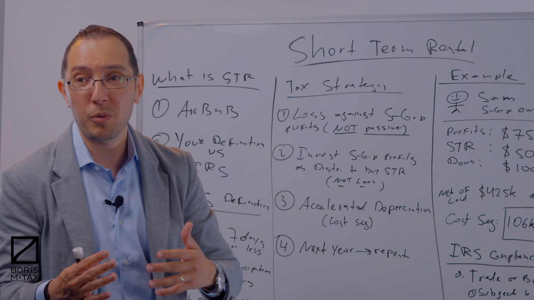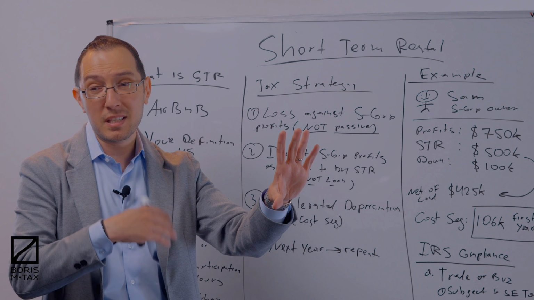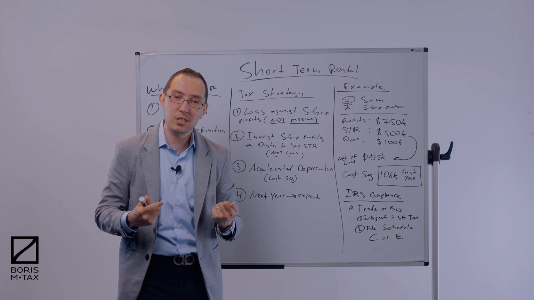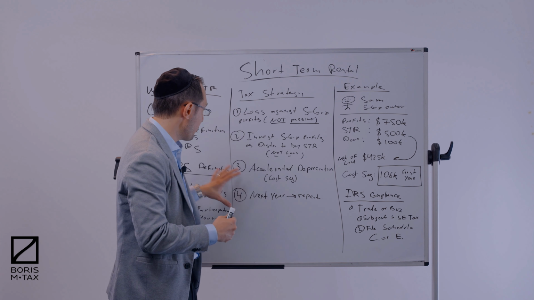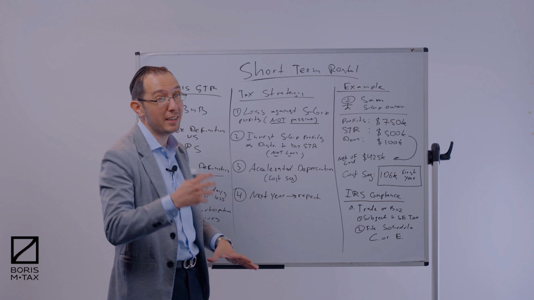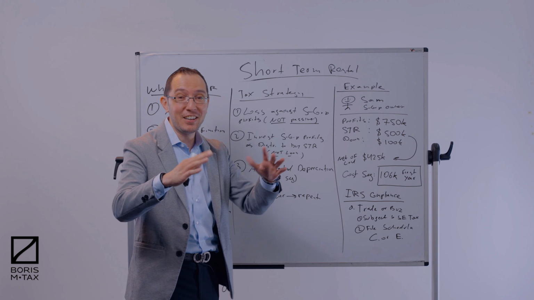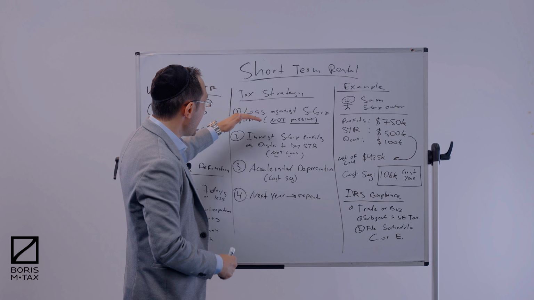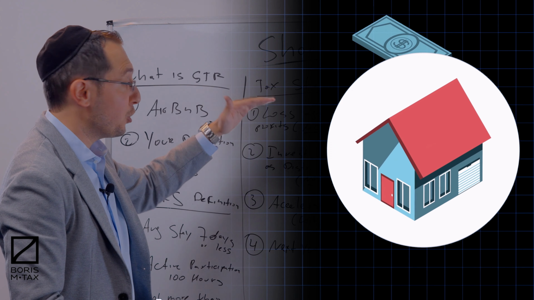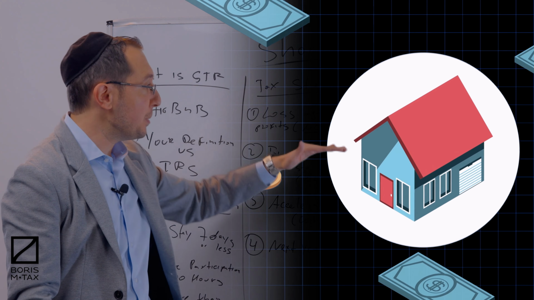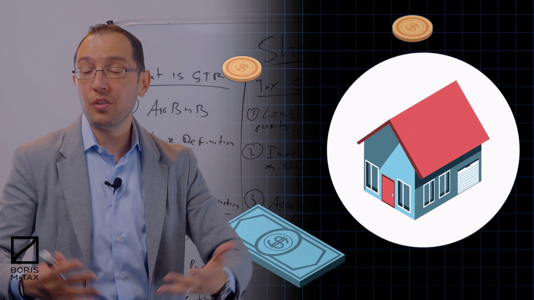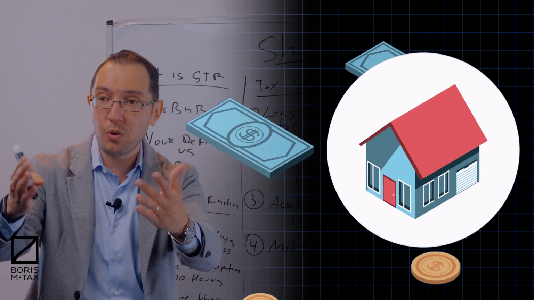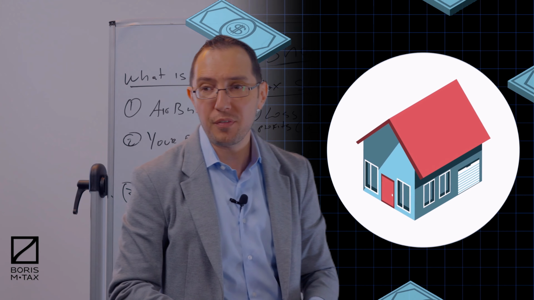If you've got a long-term rental, most likely that loss is a passive loss. You will not be able to take a deduction on that. But short-term rentals, they play a different rule. They're considered under a different rule in the IRS tax code. That means any losses generated by a short-term rental can be deducted against your other ordinary income, and in your case, the business owner, against your S-corporation profits.